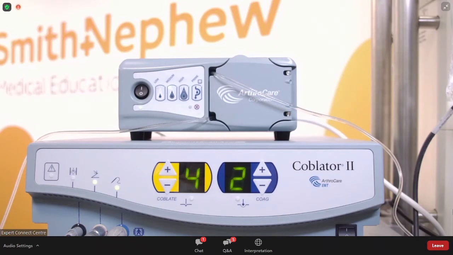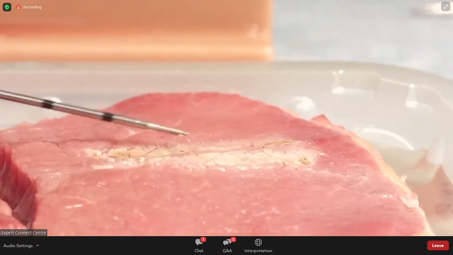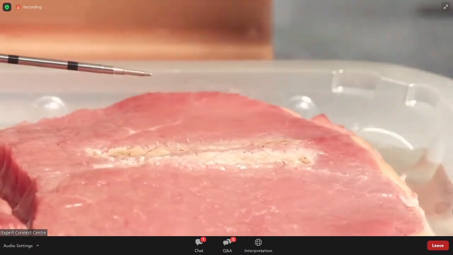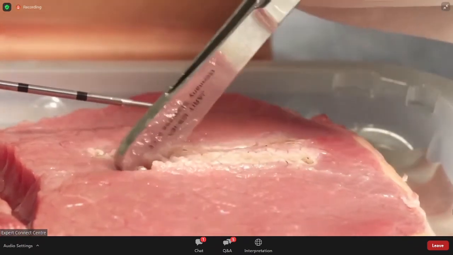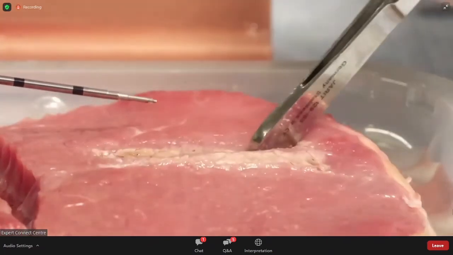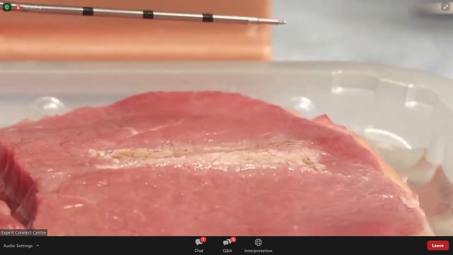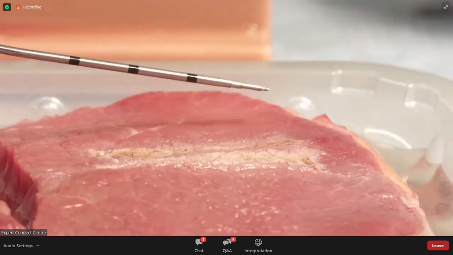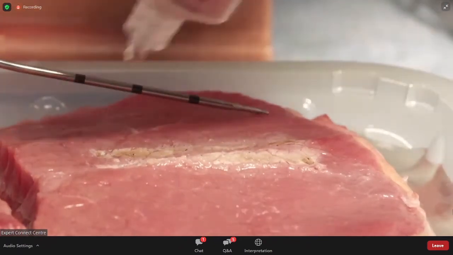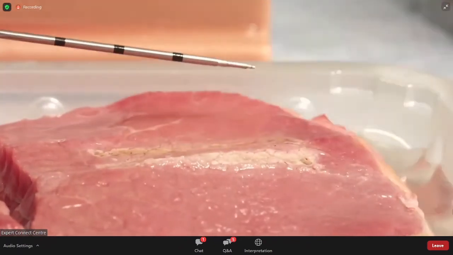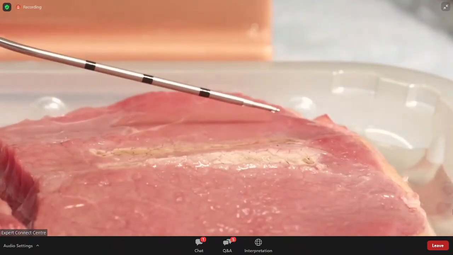So we can come back to this camera now. And I'll just show you how the soft tissue previously was affected by the turbinator. And alongside that, I'm just going to show you, and I might just need to put some saline here so that there's a plasma field. And this is a blade.